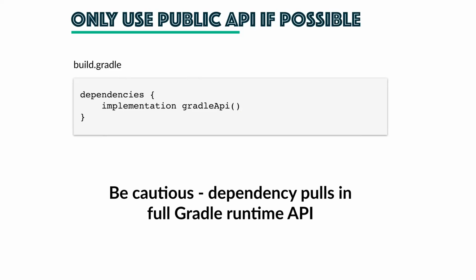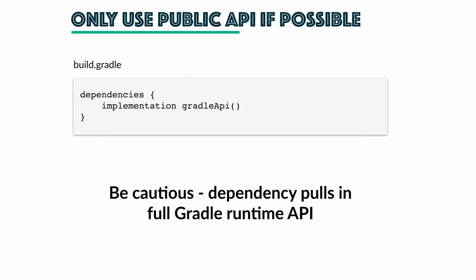So in this case, we use one of the new configurations here called implementation. That's very similar to compile, except that it basically says we need this dependency for compilation, for compiling our production source code, but we don't want to necessarily export this dependency when we publish the artifact.